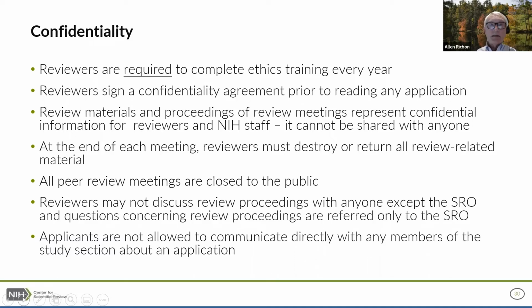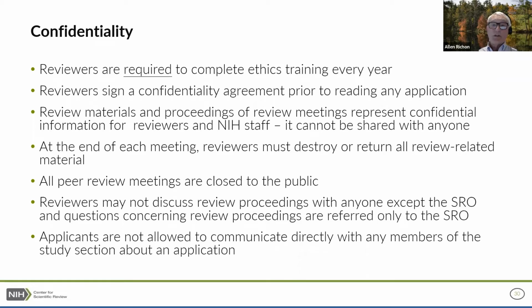One of the things that we are very cognizant of is the whole issue of confidentiality. I mean, you as an applicant are turning over basically the jewels of your company to a group of people to look at and evaluate. As part of that, reviewers, before they are allowed to even see the list of applications, are required to complete ethics training. They are required to sign a confidentiality agreement before they read any application, and they are required to assert to NIH legally that they will keep all the materials confidential.